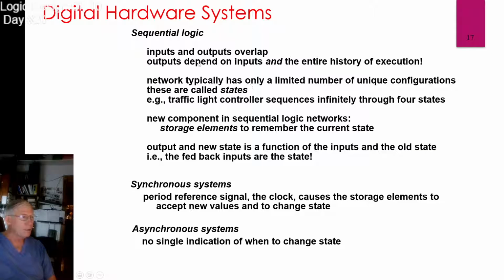All right. So a couple of things to be said. The inputs and the outputs can overlap. The outputs depend on the inputs and the entire history of execution, not just the current inputs. The network typically has a limited number of unique states or configurations, called states, and this is how we embed the history of execution. Each result is a state. The quintessential example of a state machine is a traffic light controller.